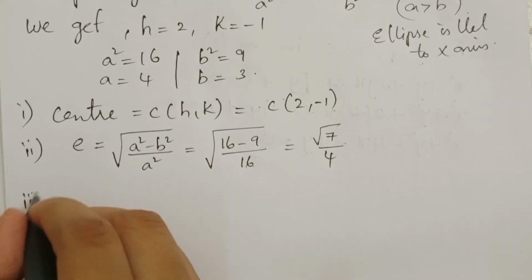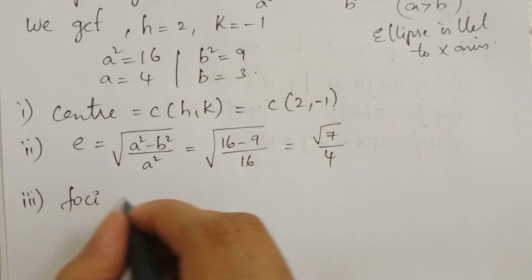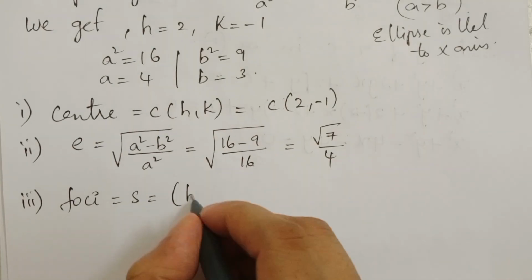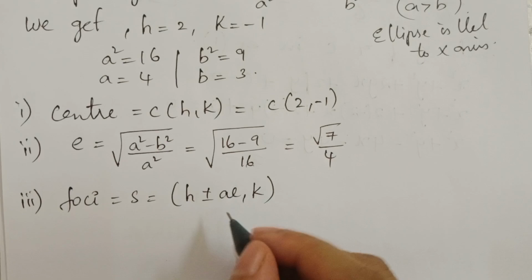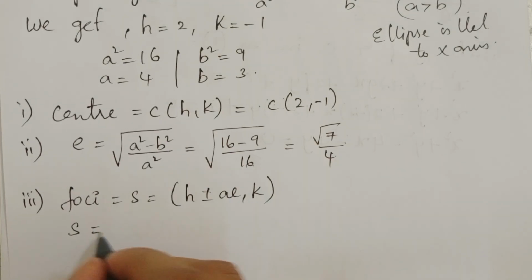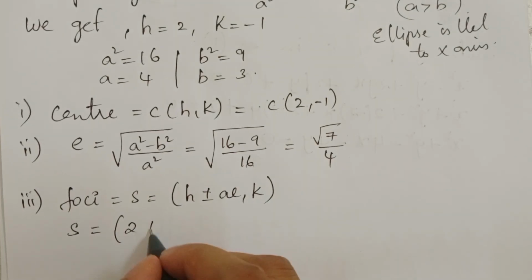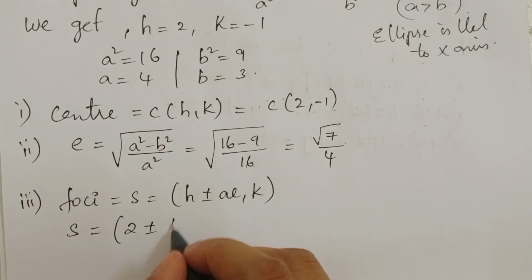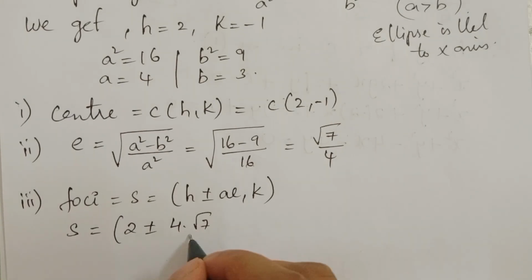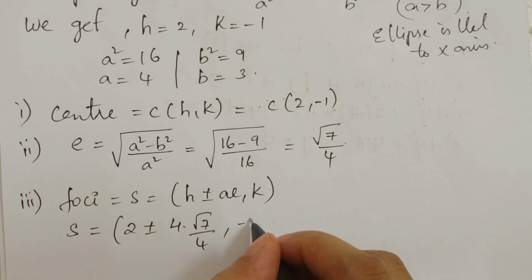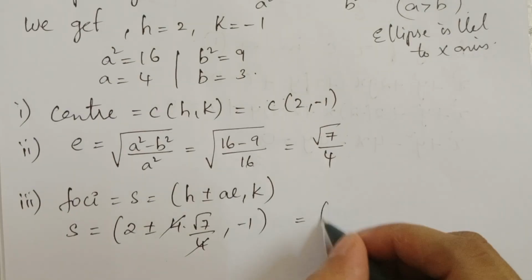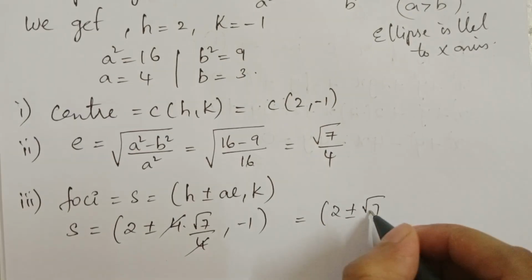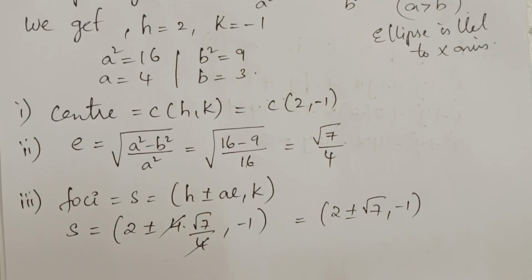And next we have to find c, which is equal to (h plus or minus ae, k). So it is (2 plus or minus a value 4 into e value root 7 by 4, comma k value minus 1). So this 4 gets cancelled, so it is equal to (2 plus or minus root 7, comma minus 1).